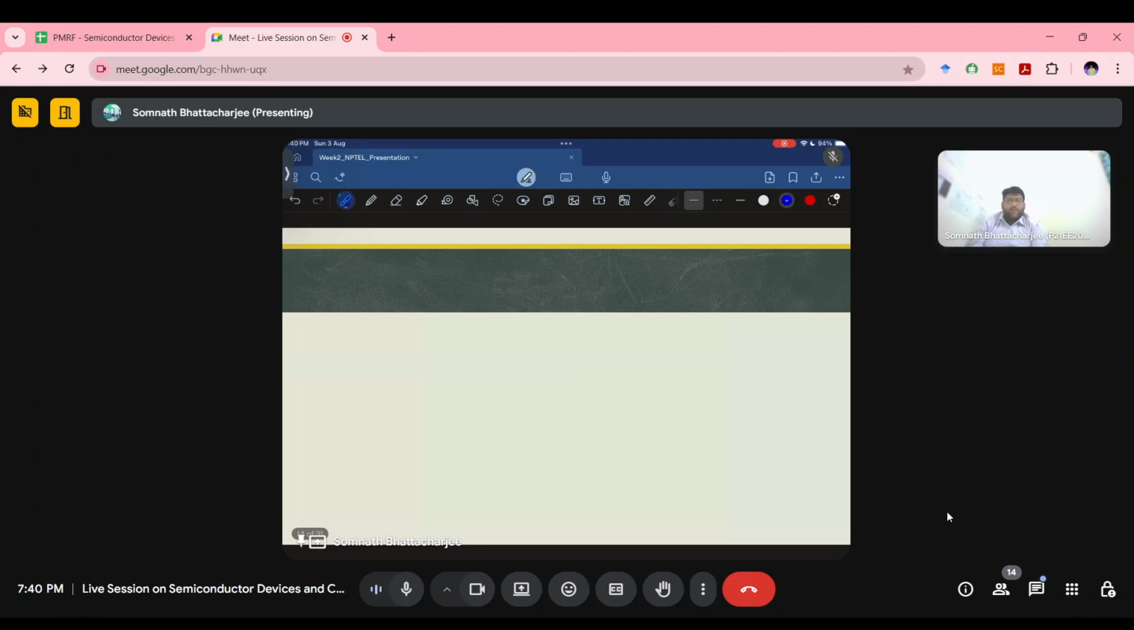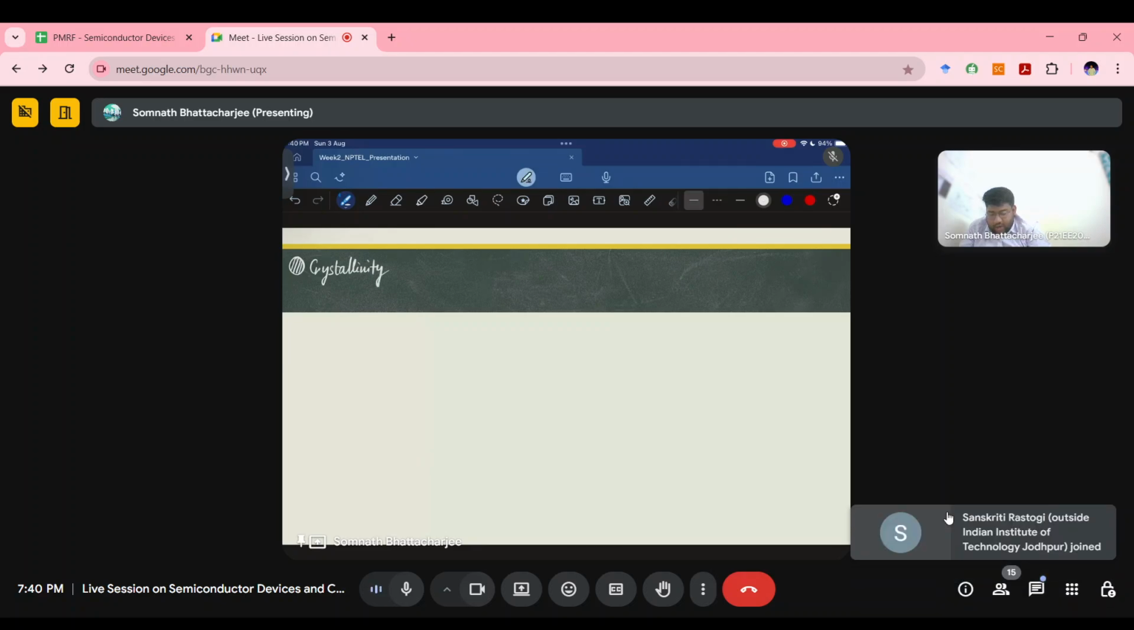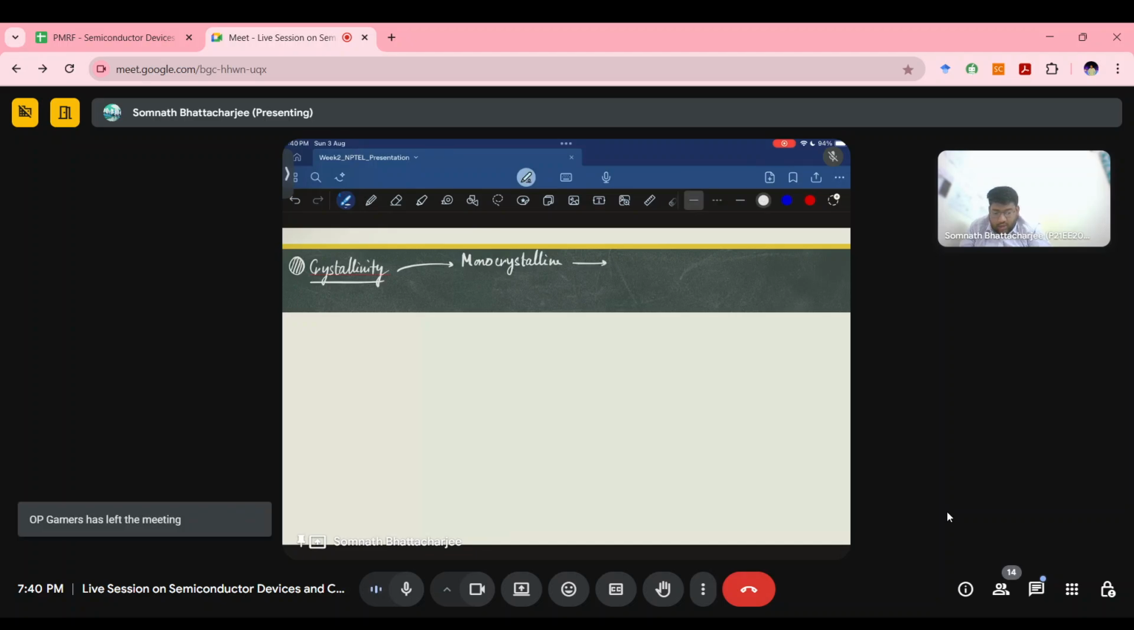Apart from this, the last module was the concept of crystals. There are different types of crystals. Those are the monocrystalline solids. So what are monocrystalline solids? These are long range ordered solids where there is a long range order like this, and this follows the pattern completely.